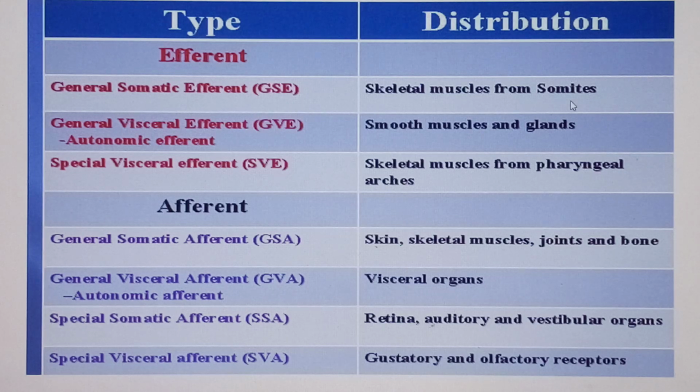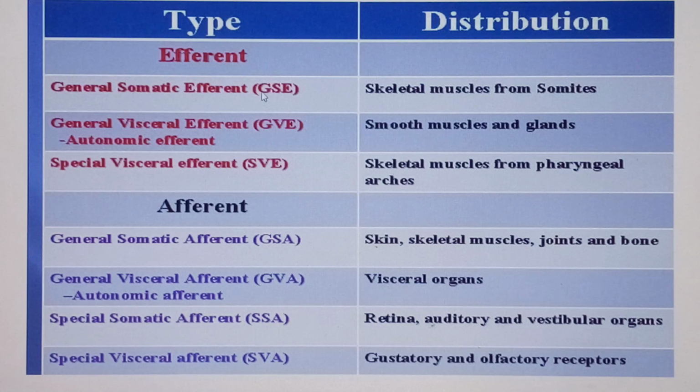Those muscles are derived from the tongue, and those coming from the somatomeres will be the extraocular muscles. But generally, by and large, if you talk about general somatic efferent, then they are going to supply skeletal muscles derived from where? From somites. That's one thing I want you to know.